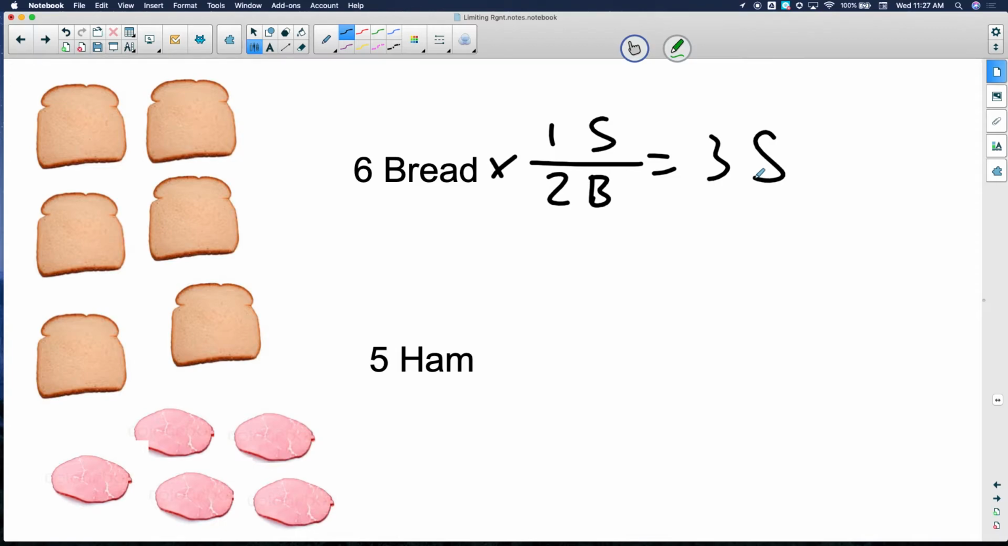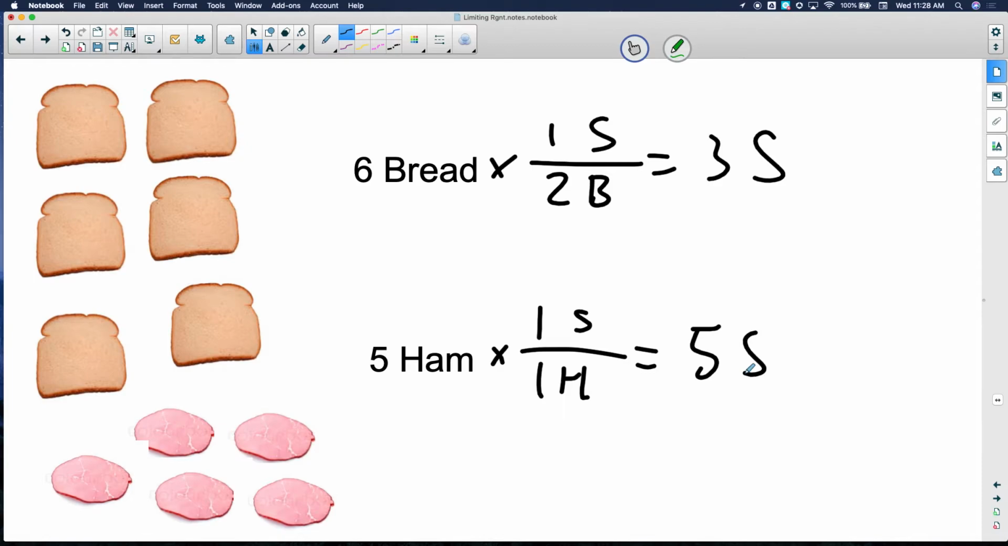If I have 5 pieces of ham, how many sandwiches can I make? I can make 1 sandwich for every 1 ham, so I can make 5 sandwiches. If I have this much stuff in my kitchen, how many sandwiches am I actually going to be able to make? 3. Why? And what is that limiting factor? The bread. I'm going to run out of bread first.